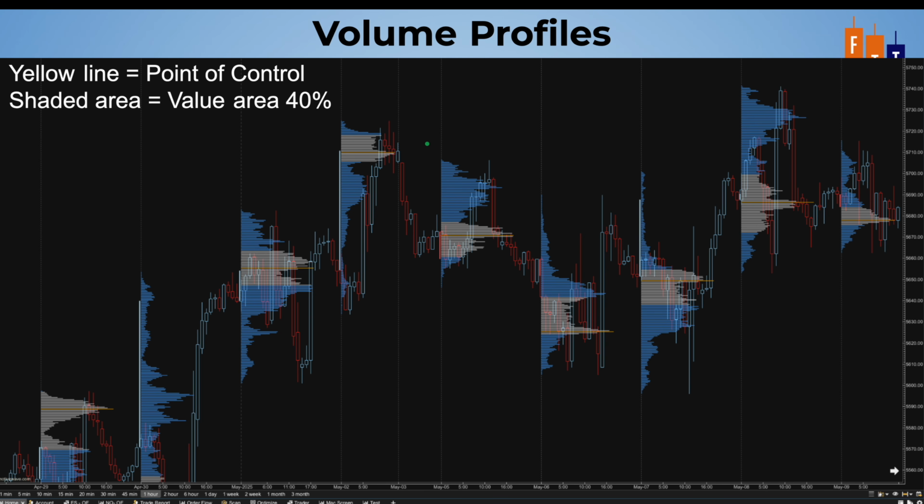And the last thing I'll look at is volume profile. So in the indicator pack, in the description, I'm going to send you this template. You just load it into MotiveWave. It's going to look like this. These are daily profiles, and then the candles are an hourly chart. This yellow line in the middle is a point of control, which is where the highest volume was for the session. And then the shaded area is the value area, which I have set to 40%.